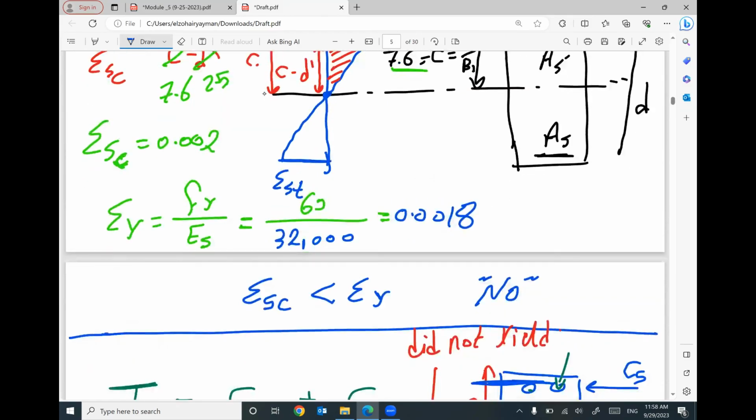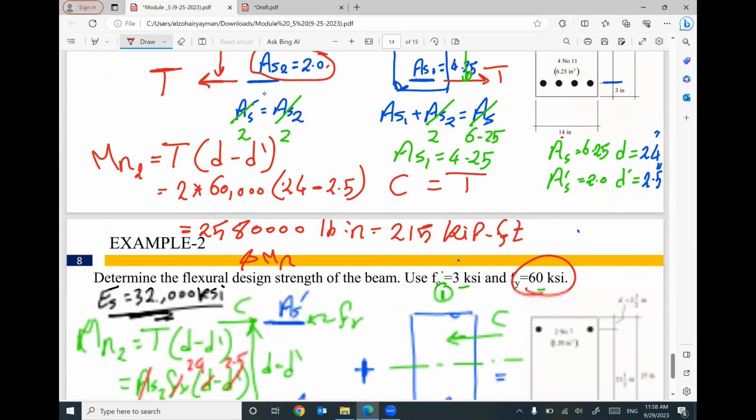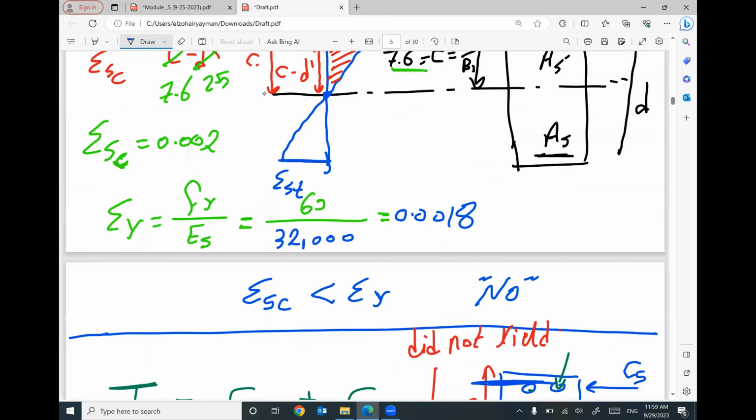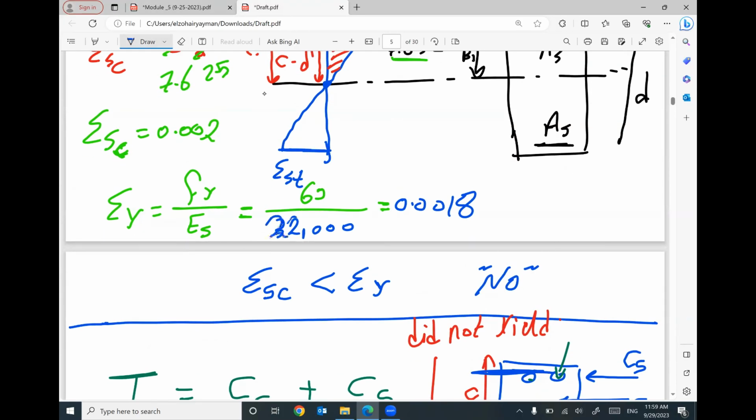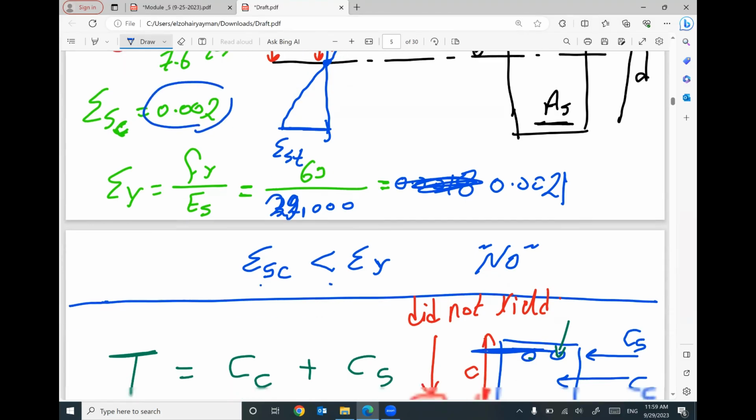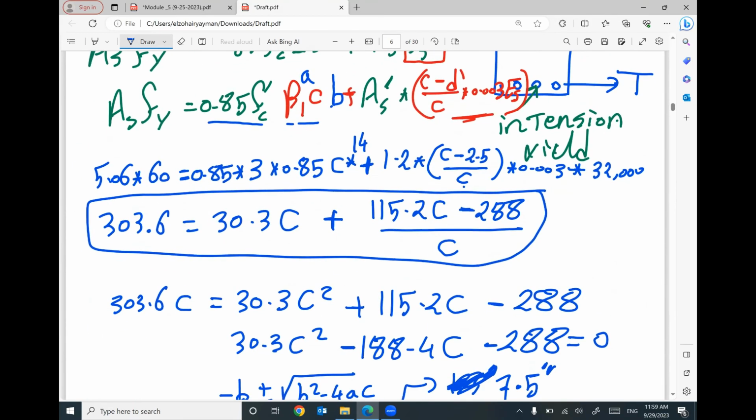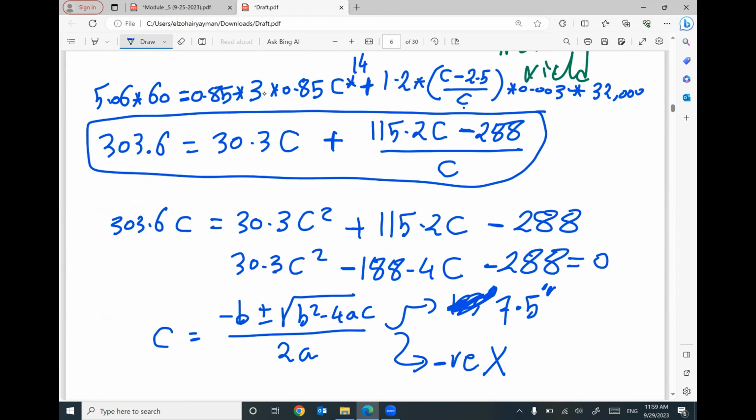Oh my goodness. I'm sorry, go back and assume your E steel is 29, not 32. I'm not sure why I assumed it 32, 29. So if you assume the 29, it will give you f yield 0.0021. And your epsilon steel yield 0.002 is smaller than epsilon. That makes sense. This is the reason why we answered no, and this is the reason why we repeated all of these calculations. Does that make sense? So this one will be 29.